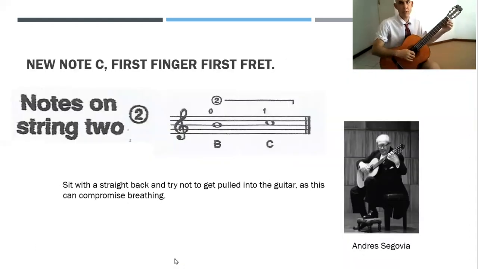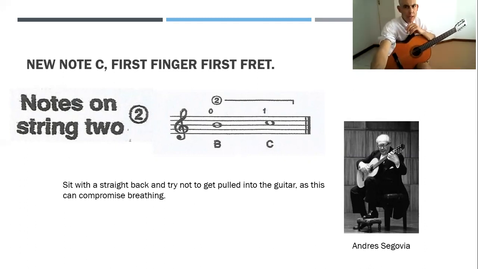New note C, first finger behind the first fret. Notes on string 2, so we've got B and C, first finger on C. Always sit with a straight back and don't get pulled into the guitar, as this can compromise breathing.